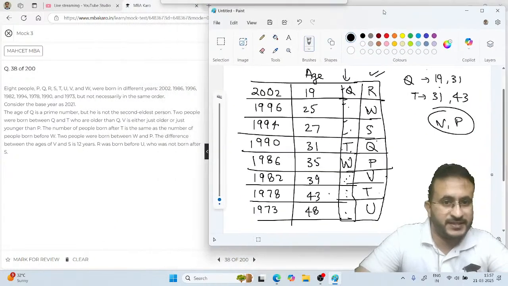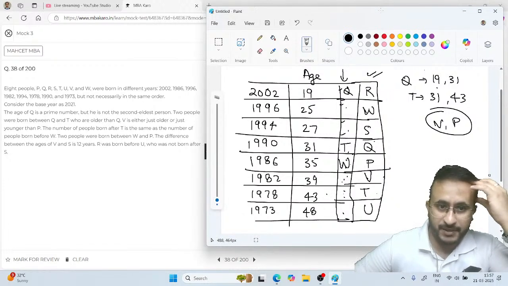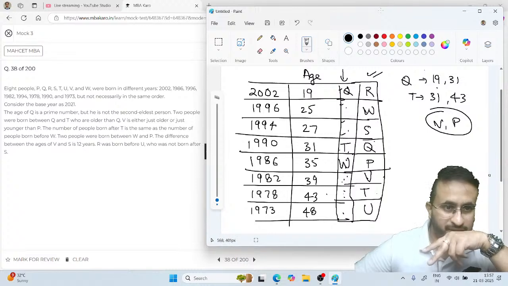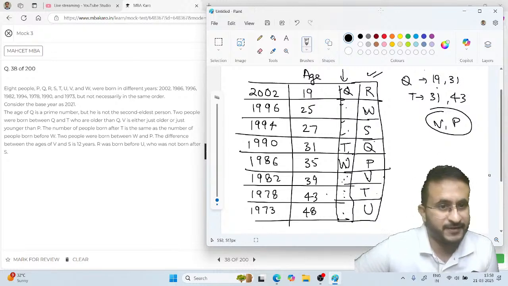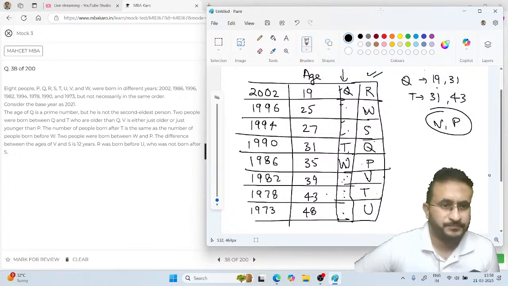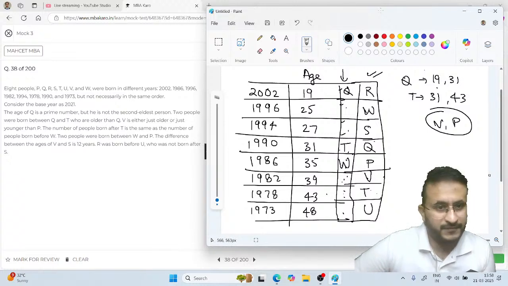This satisfies these conditions. Let us quickly check whether all the conditions are satisfied. Q is a prime number, but C is not the second eldest. Fine. Two people between Q and T who are older than Q, this is also correct. And then V is either just older or younger than P, so V and P are consecutive. Number of people born after T, S before W, that is also fine. W and P, two people born between. V and S differ by 12, so V was 39, S will be 27. R was born before.